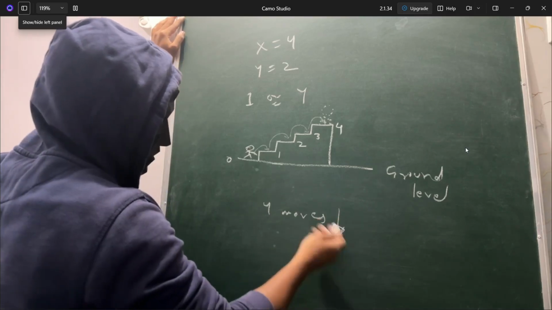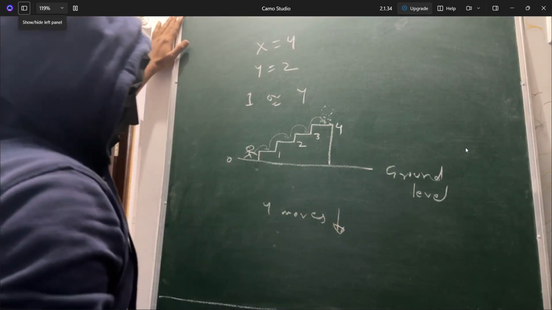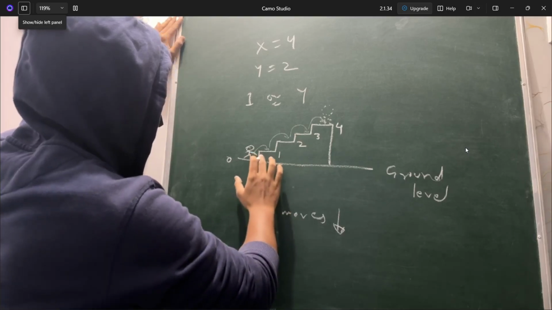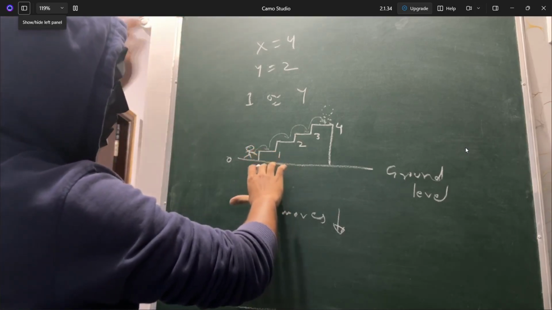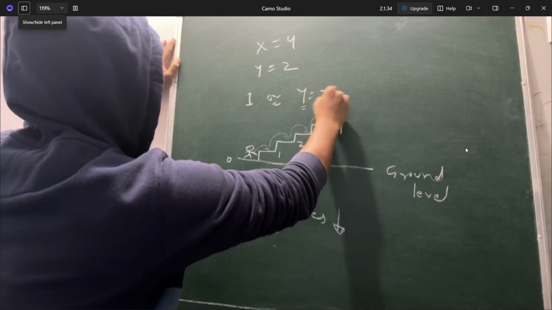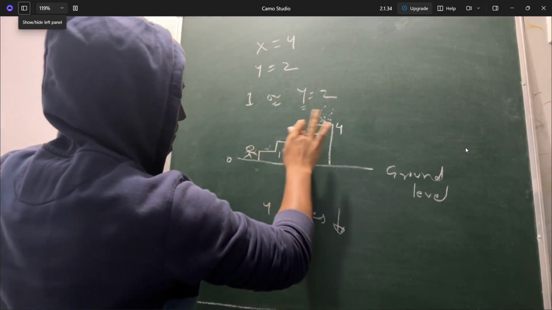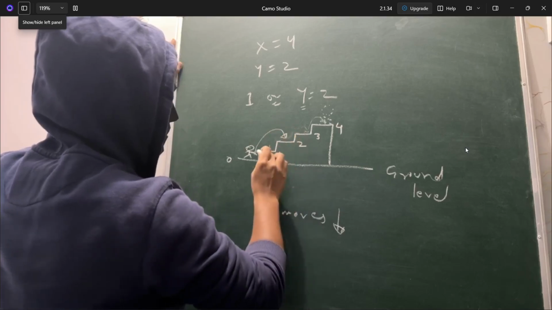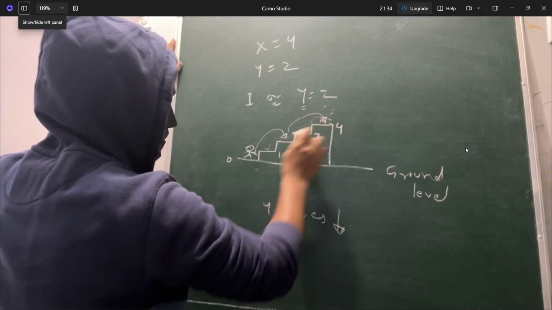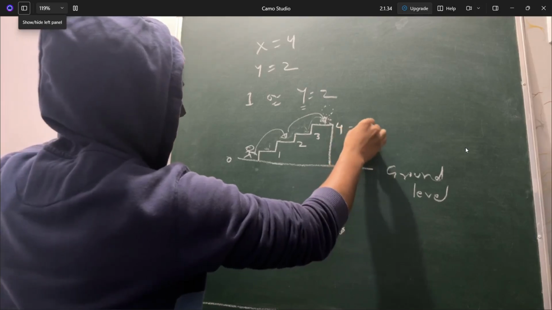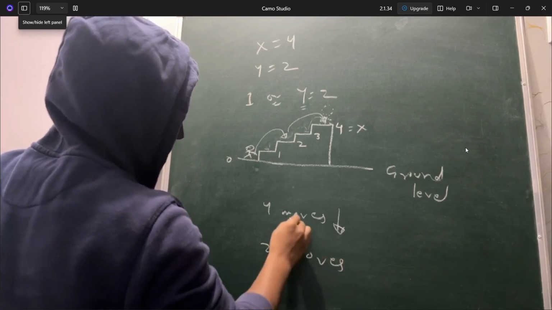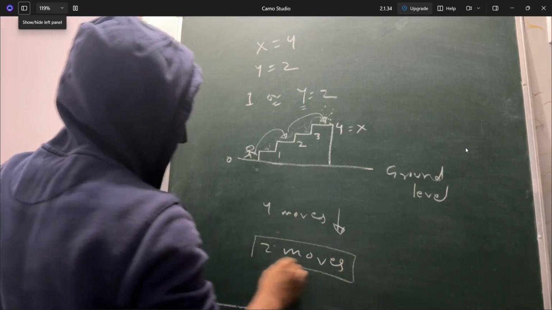But you need to find these moves as few as possible. So if you want to reduce the number of moves, you need to jump multiple steps. So they've given y as 2 in the question. So if you try to move y steps, which is 2 steps, and again move 2 steps, you will be reaching the x level in just 2 moves, which is far better than this 4. So obviously this is the answer in our case.